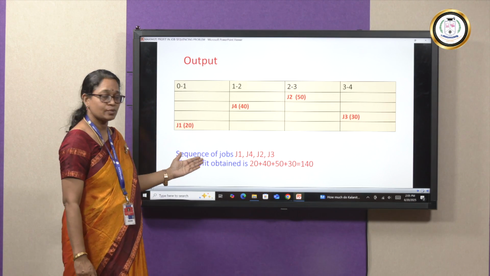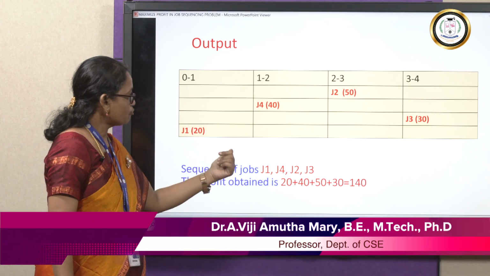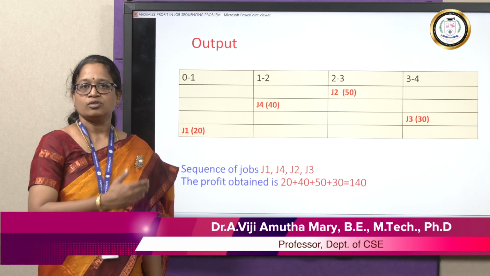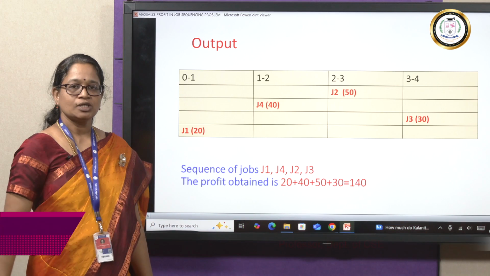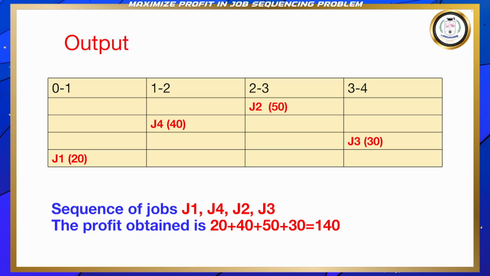So here is the sequence of jobs. In the first time slot we have J1 and then J4, J2, J3. That is the optimum sequence of jobs. Just add the profit of the jobs: 20 plus 40 plus 50 plus 30, which gives you the value 140, and that is the maximum profit in this job sequencing problem.